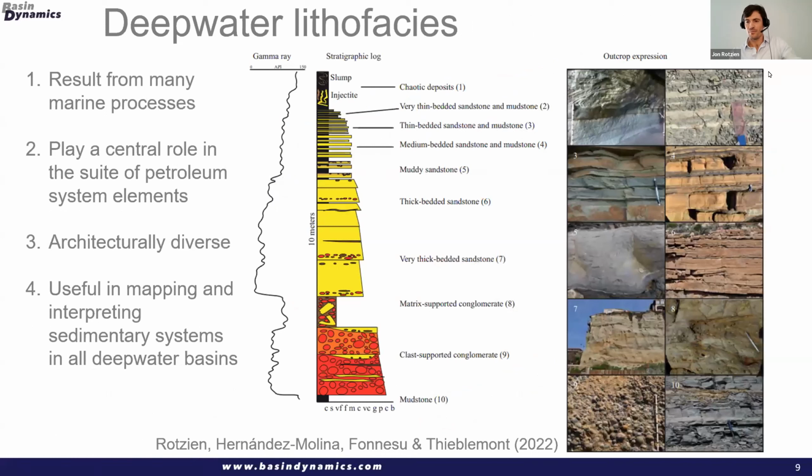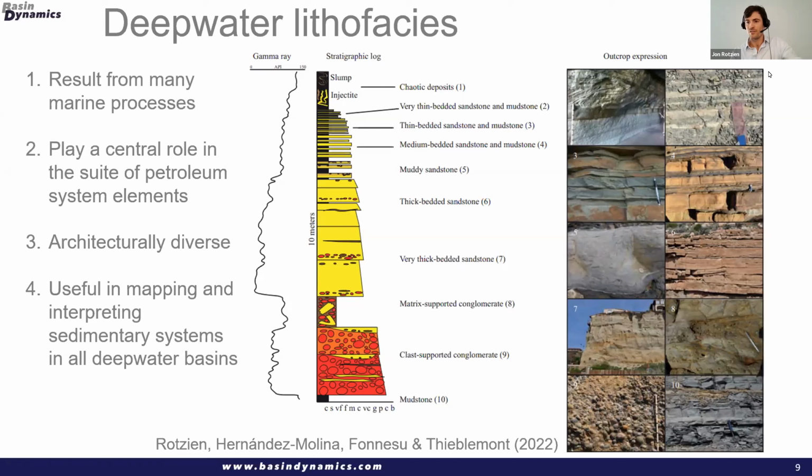One of the main ways to map and interpret deep water reservoirs, and wherever you go, any deep water basin on Earth, there's a range in variability in type of the mappable lithofacies you'll find, rock units that you can use to better understand deep water reservoir architecture. And it varies from basin to basin, but there's a good set of 10 that you may find in a deep water basin if you're provided all the different grain sizes. These result from many different marine processes. They are central and critical to petroleum systems analysis. These are very architecturally diverse, and these are quite useful in mapping and interpreting them at various scales.